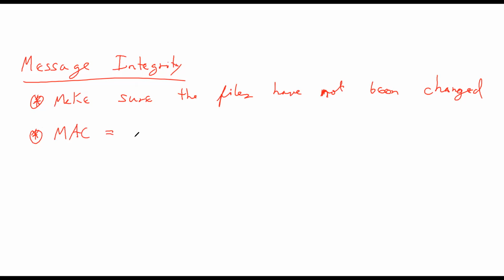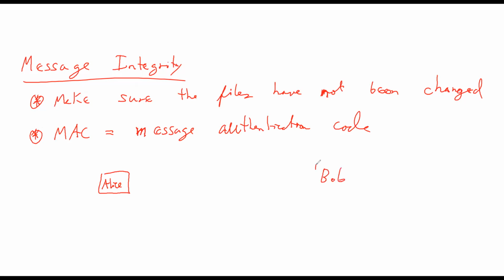You'll hear me call it the hash sometimes. But basically the idea is that you have a message authentication code. So that's some of the terminology. So graphically, we have, again, Alice, Bob and Alice, right? And they want to communicate securely.